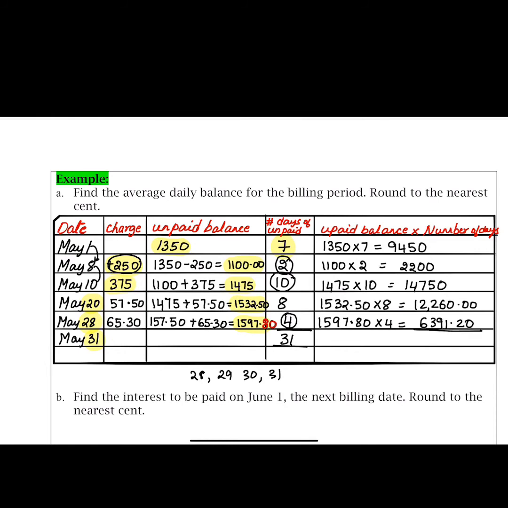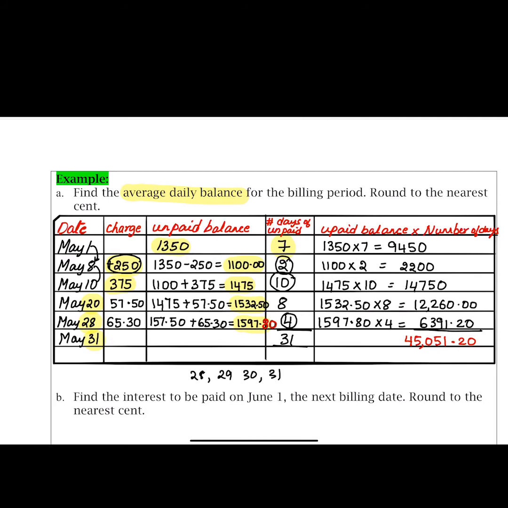So my next step is to go ahead and add all of this. When I add all of this, what do I end up with? I end up with 45,051.20. And now this is what the monthly unpaid balance is. Remember what they're asking me? They're asking me to go ahead and find the average daily balance for this one. So once I have this, I'm not done yet. I have to go ahead and divide this by number of days.